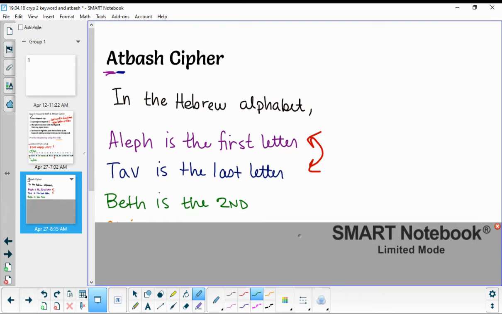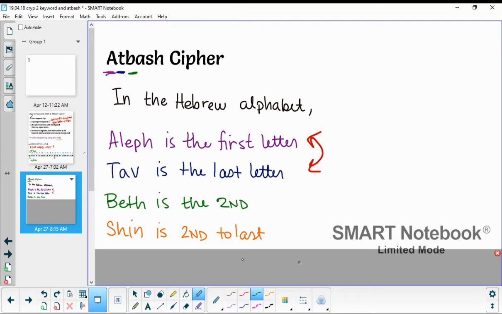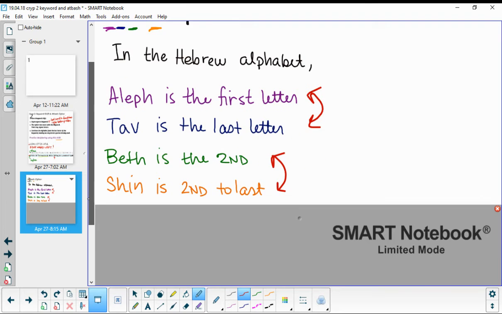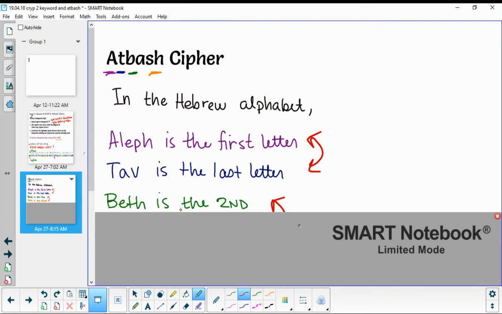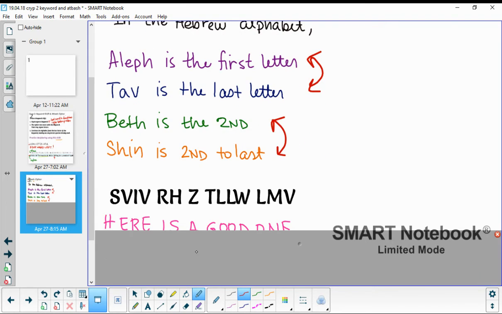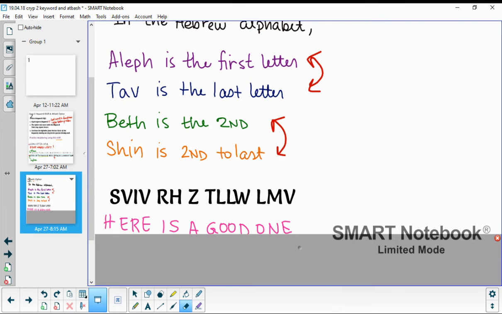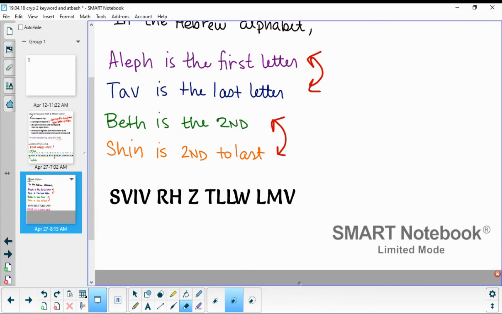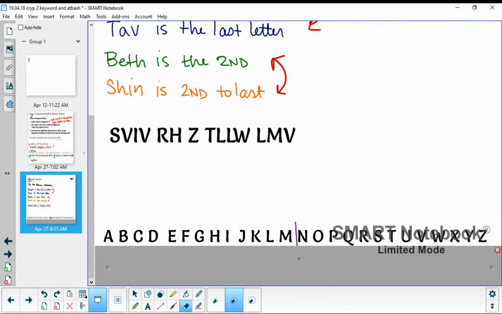Beth is the second letter of the Hebrew alphabet. And Shin is the second to last. So now we're going to switch the second and the second to last. So what happens when you do the Atbash cipher? You basically just flip the alphabet backwards. Oops, there's your answer. Didn't mean for that to be there, sorry. You switch the alphabet backwards.